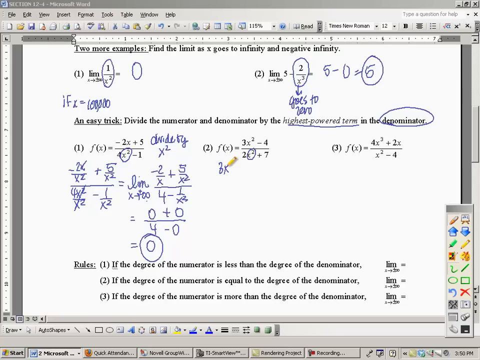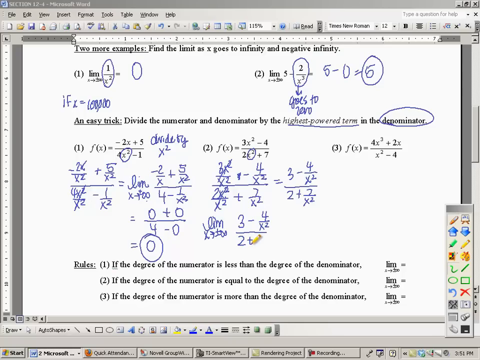So I have 3x squared over x squared minus 4 over x squared, 2x squared over x squared plus 7 over x squared. All right, if I start canceling out, I get a 3 minus 4 over x squared. These cancel, so 2 plus 7 over x squared. Now, as I take the limit as x approaches positive or negative infinity of the fraction 3 minus 4 over x squared, 2 plus 7 over x squared.